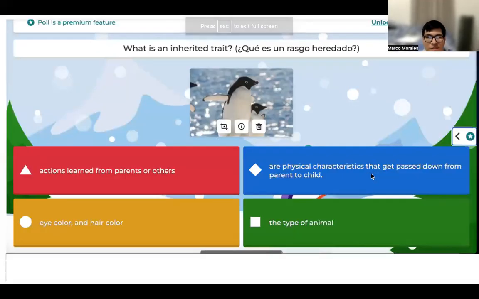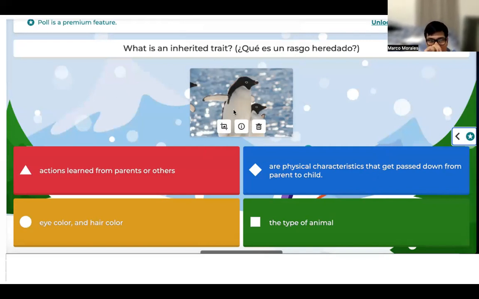Okay, guys, so for the end of this lesson, we're going to be going over the answers we got wrong on Kahoot. I've noticed the majority of you got some questions wrong, and we're going to go over it right now, okay? So the first question says, what is an inherited trait? And this is a translated version. ¿Qué es un rasgo heredado? And there's a picture of a penguin.